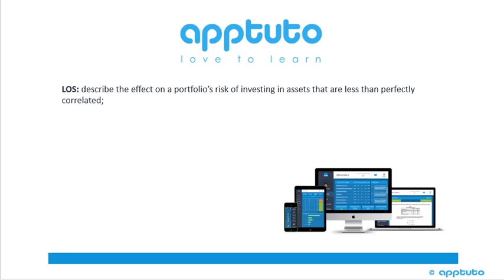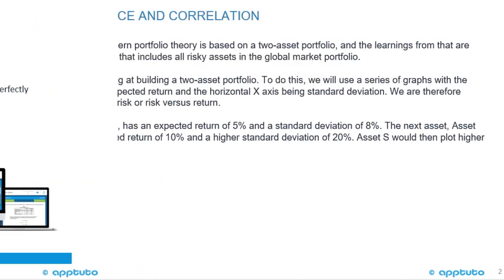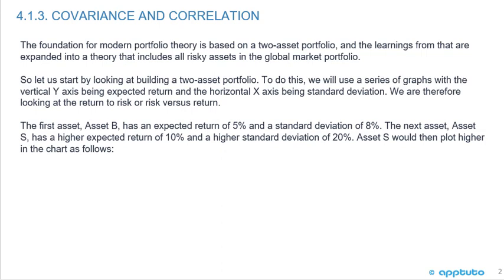This LOS is to describe the effect on a portfolio's risk of investing in assets that are less than perfectly correlated. Covariance and correlation. The foundation for modern portfolio theory is based on a two-asset portfolio, and the learnings from that are expanded into a theory that includes all risky assets in the global market portfolio. So let us start by looking at building a two-asset portfolio.